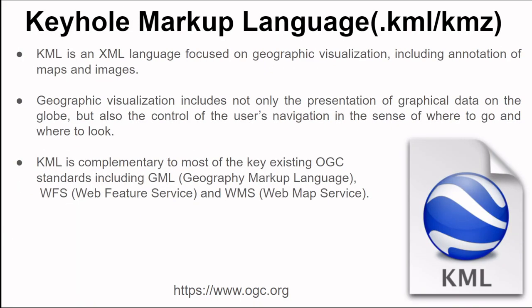The next thing we want to talk about is the Keyhole Markup Language, which is KML or KMZ. The KML is a file type. KMZ is a zip format of the KML. Now, this is a very common file structure for the Google Earth Pro platform. The KML is actually XML based. We have not talked about XML and we will not talk about XML, unfortunately, but it's an XML based language that focuses on geographic visualization, and it includes annotation of maps and images.